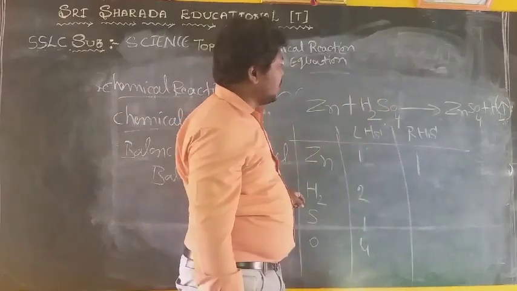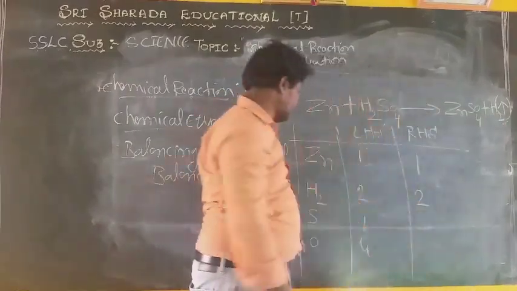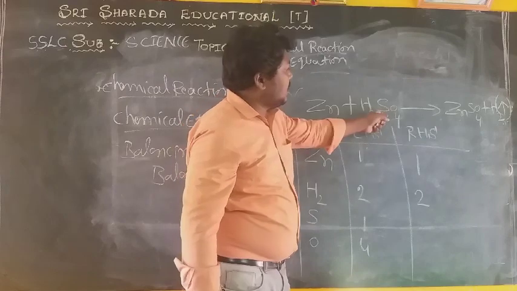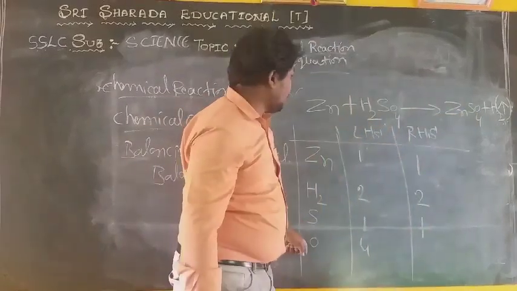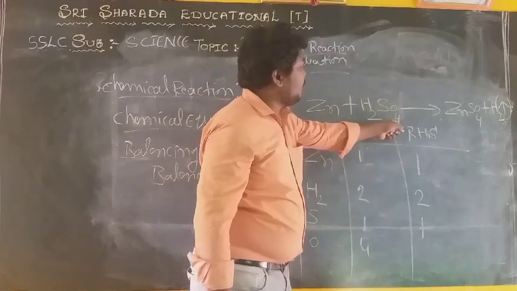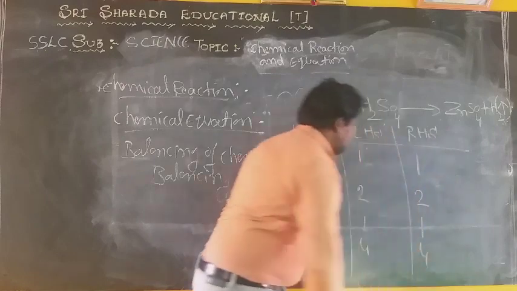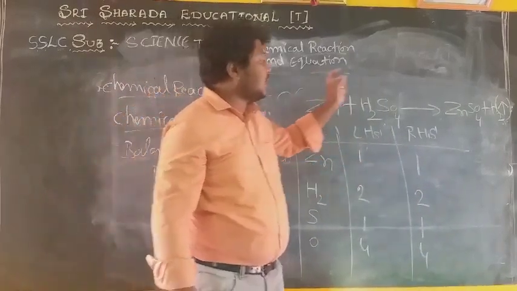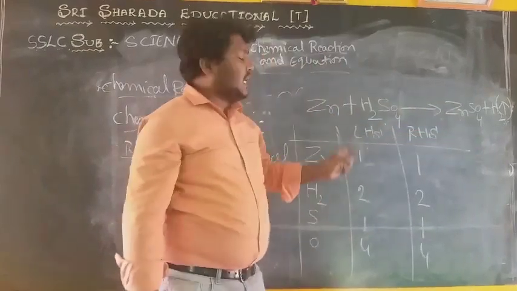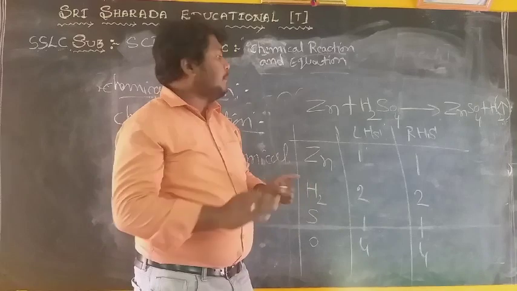And hydrogen, here also it has a 2. And sulfur, both sides it has a 1. And oxygen, O4 is there, and here also O4 is there. It means it doesn't have any changes between the left hand side and also right hand side. Hence, it is a balanced equation. It is a balanced equation.